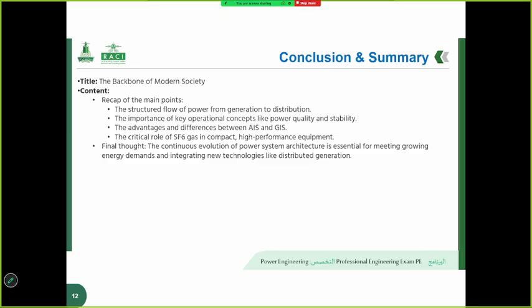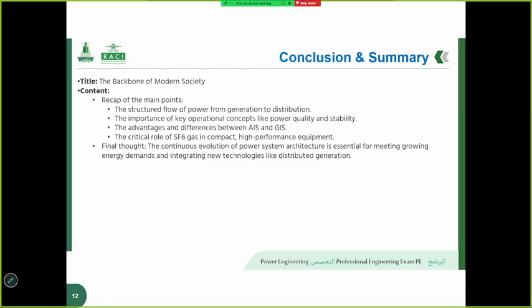First of all, the structure and flow of power. Reiterate the linear yet complex journey of electricity, beginning with generation, where power is created, moving to transmission, the long distance highways of the grid, and concluding with distribution, the local delivery to homes and businesses. This structure and flow is the foundation of the entire system.